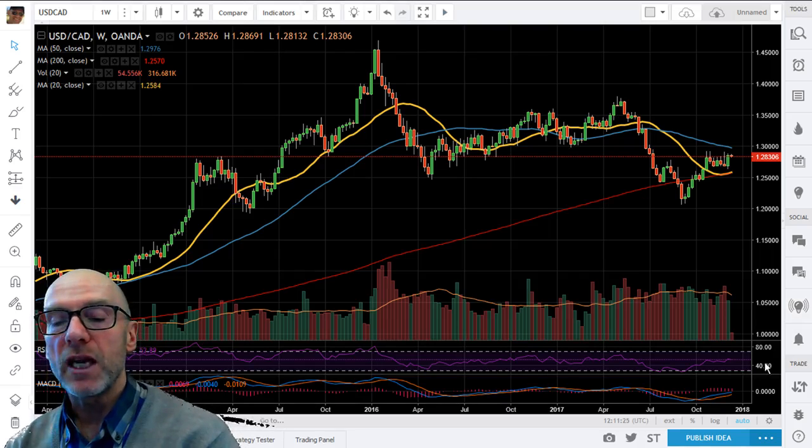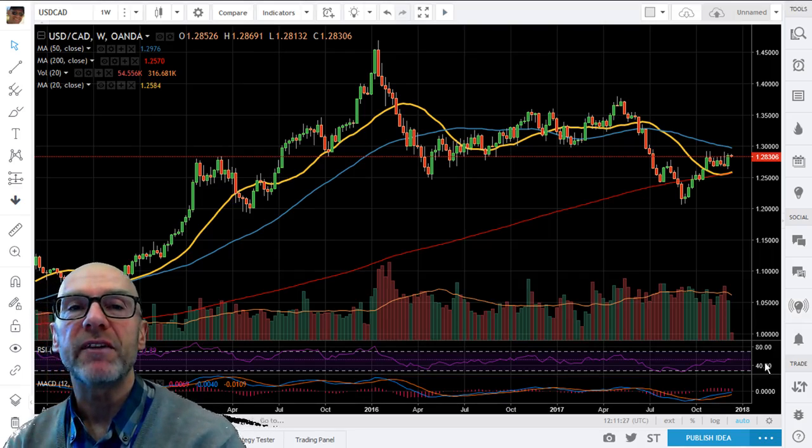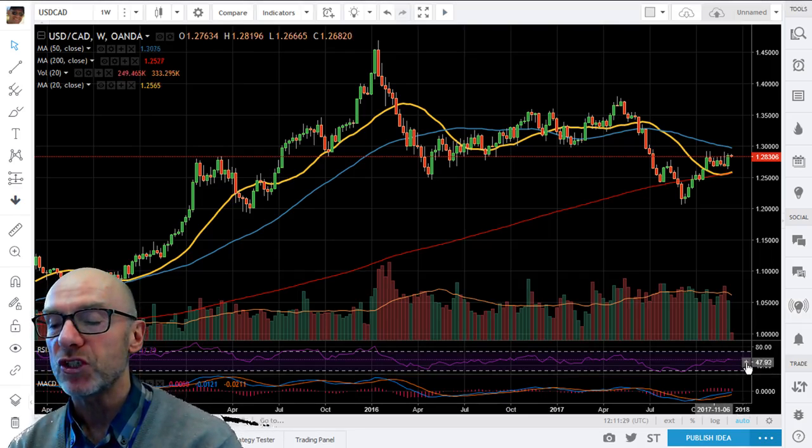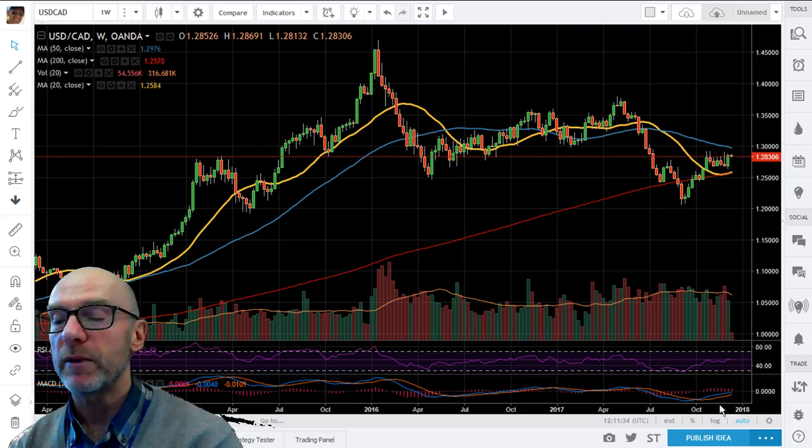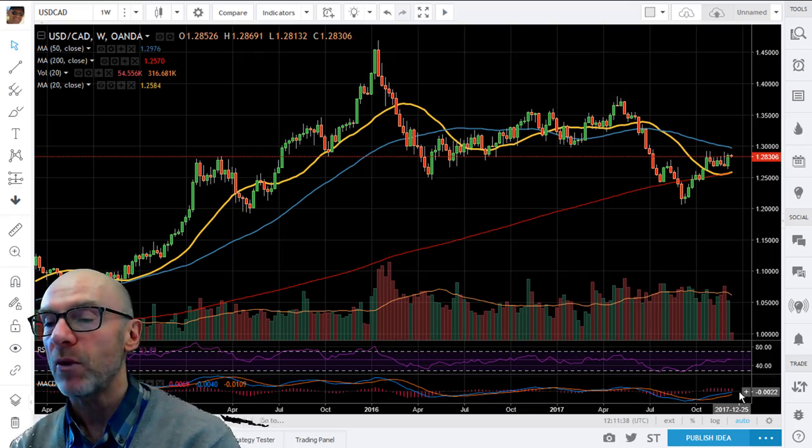Momentum, the RSI is back above 50, 52.89, but is just drifting sideways. And the MACD, although they've showed improved upside momentum, they're not yet back above zero, so keep your eye on those.